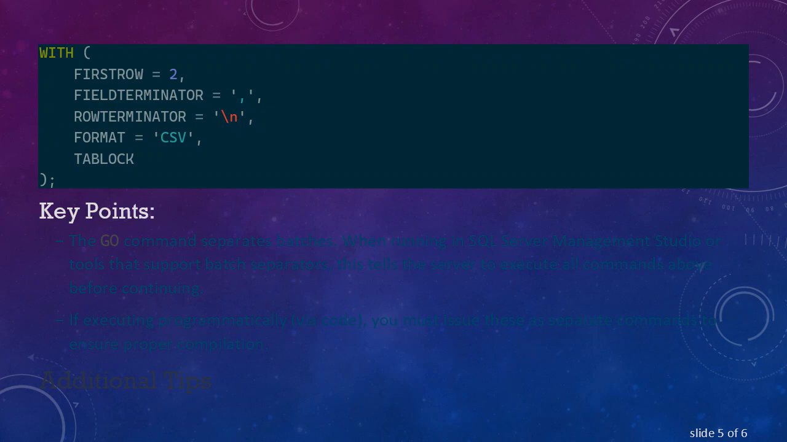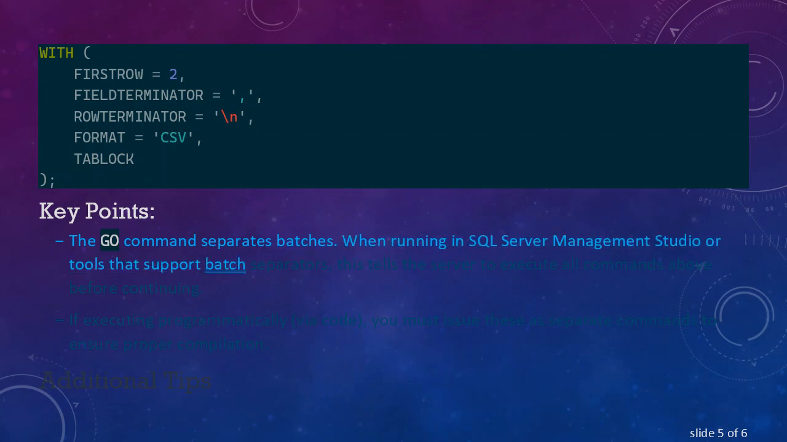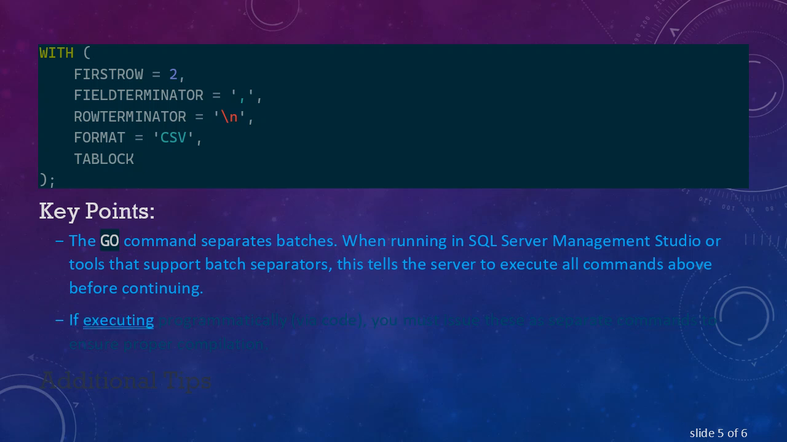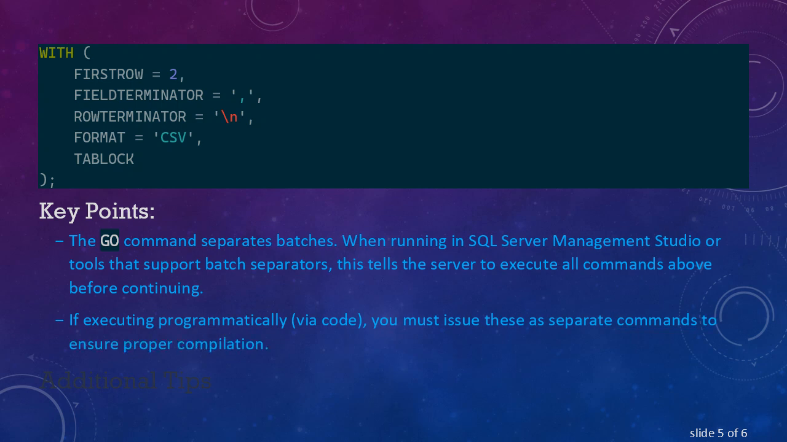Key points. The GO command separates batches. When running in SQL Server Management Studio or tools that support batch separators, this tells the server to execute all commands above before continuing. If executing programmatically, via code, you must issue these as separate commands to ensure proper compilation.